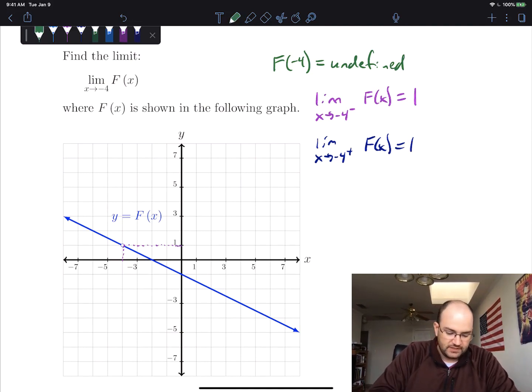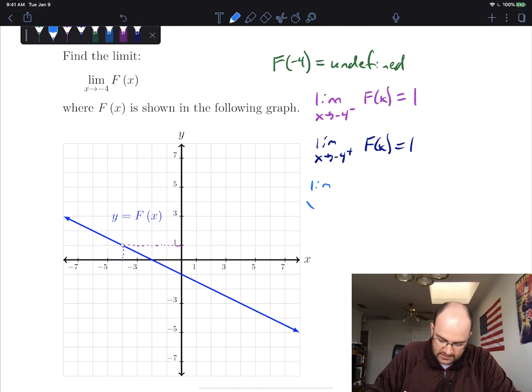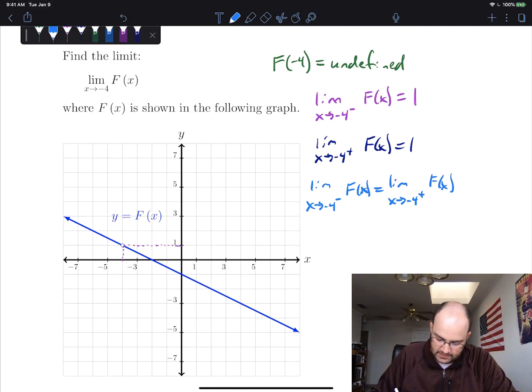And so that tells me that because the limit as x goes to -4 from the left of f of x equals the limit as x goes to -4 from the right of f of x, that tells me that the limit as x goes to -4 of f of x is, in fact, simply 1.